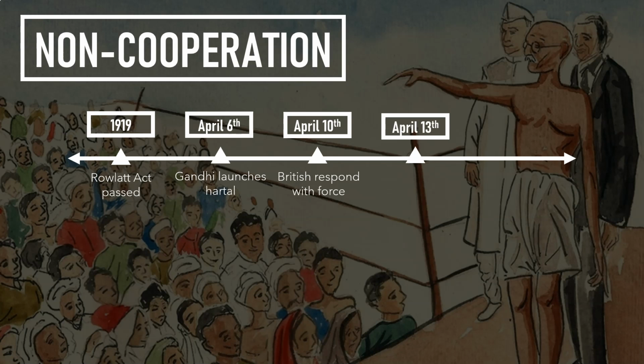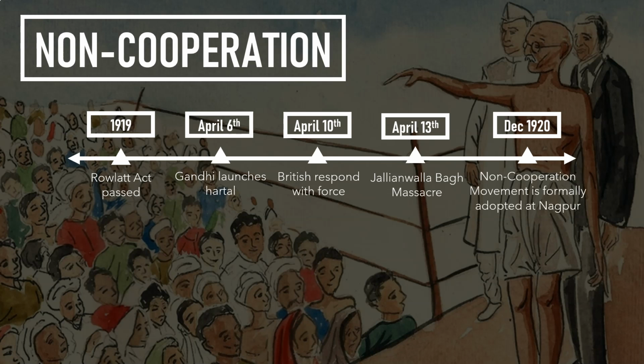On April 13th, the infamous Jallianwalla Bagh Massacre took place, and we'll be looking at that in just a second. And eventually, after several months of thorough discussions within the Indian National Congress, the non-cooperation movement was formally adopted at the Nagpur session in 1920, and Nagpur is located in Maharashtra.